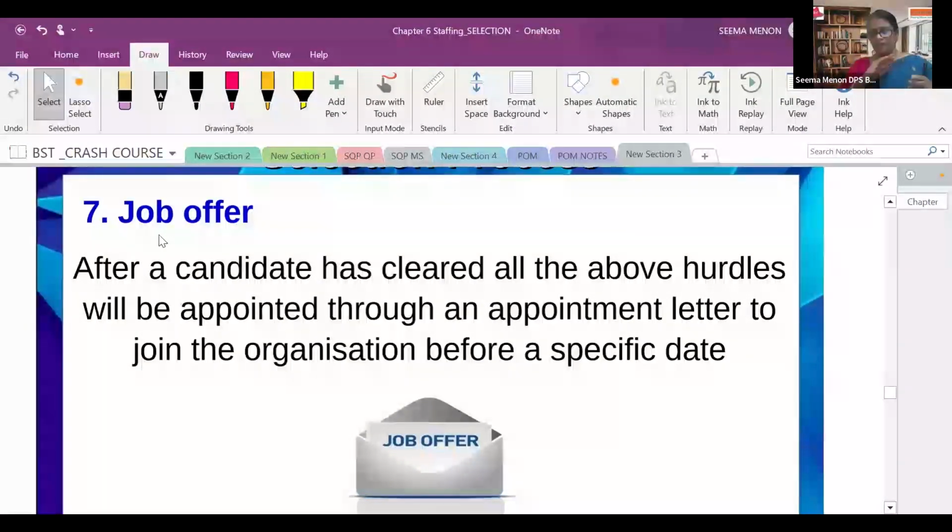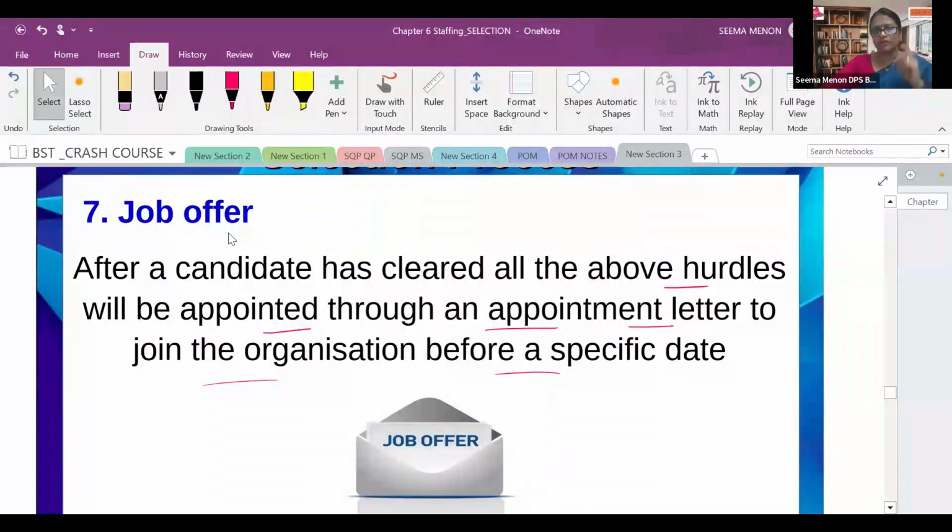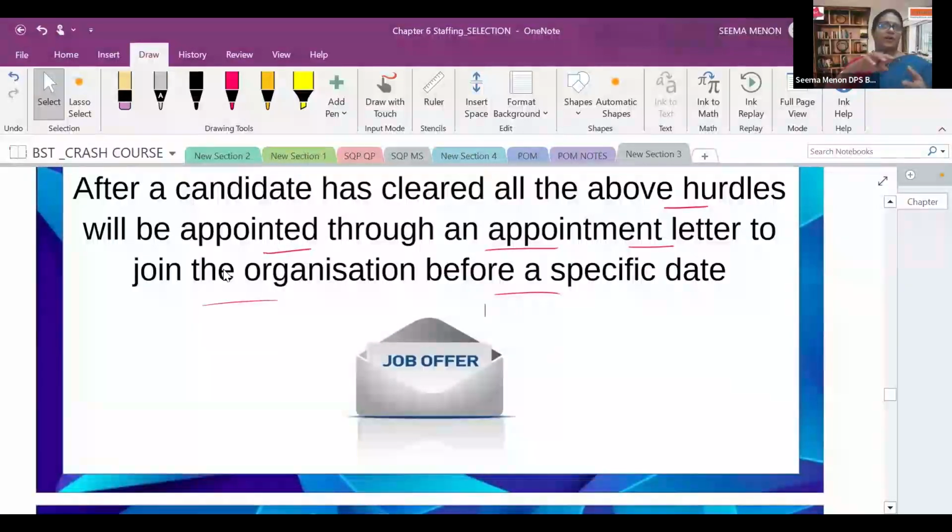If the candidate has cleared all the selection tests, the interview level, checking the references, and the fitness medical test, everything is cleared, then they get a job offer. After a candidate has cleared all the above hurdles, they will be appointed through an appointment letter to join the organization before a specific date. They will be getting a specific date also, because currently they are working with some other organization, so they need time.